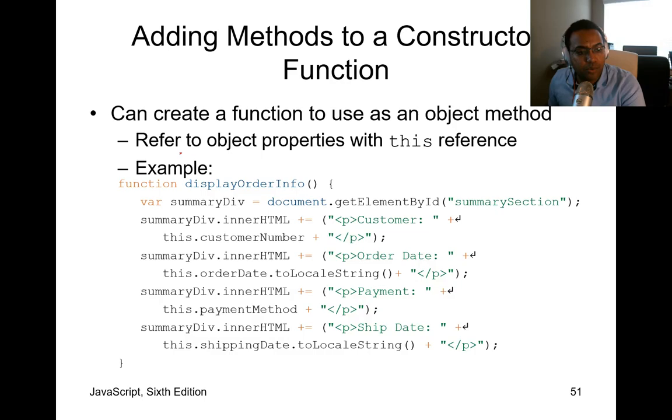Here's another: refer to object properties with this reference. This basically means this. So this button, this paragraph tag, this value, this function, this dot will give you that. So if I set this dot shipping date to local string, it is referring to an object that is being manipulated by display order information.